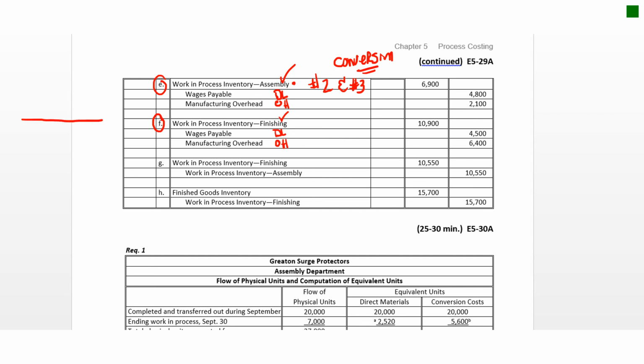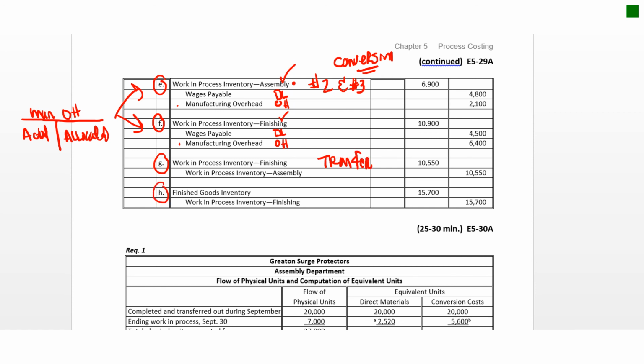So just to kind of remind you on manufacturing overhead, in case you forgot, remember the debit part of manufacturing overhead always gets the actual, and the credit part of manufacturing overhead always gets the allocated or the assigned. So when they say in letters E and letter F, they assigned these costs, that's why they're crediting the manufacturing overhead account for that part. And then the rest of it, letter G, that's basically just the transfer from one department to the other department, one WIP to the other WIP.